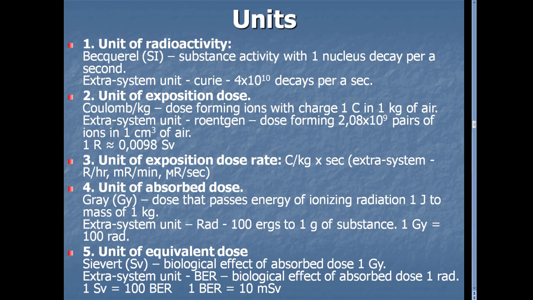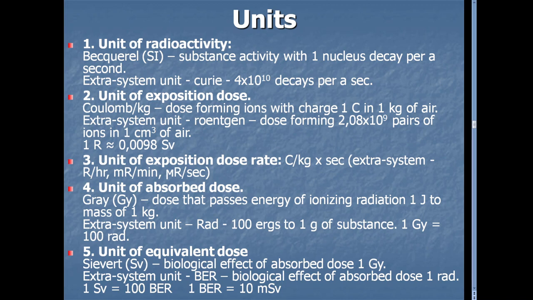The equivalent dose is the absorbed dose in an organ or tissue multiplied by the appropriate coefficient for a given type of radiation. The international system unit of absorbed equivalent dose is called Sievert. The non-systemic unit of the equivalent dose is Ber. Ber is an abbreviation: biological effect of rad. And in medicine, more often we use these units of equivalent dose.